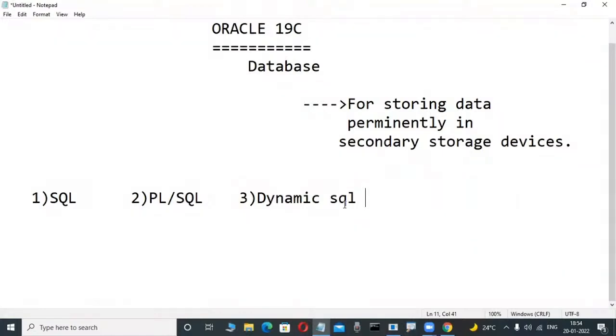SQL is a common language, but syntaxes are different and also functions are different. Already I'm telling you.